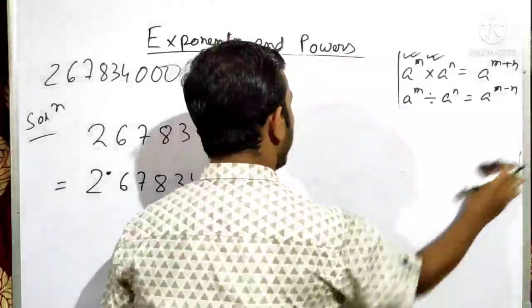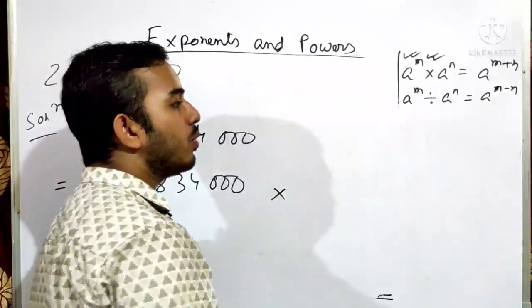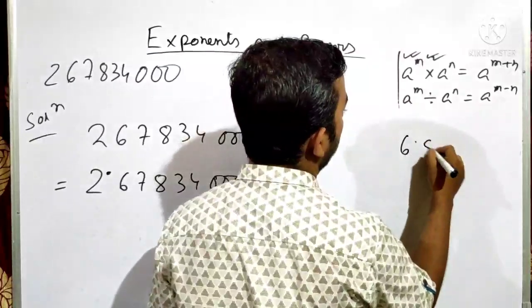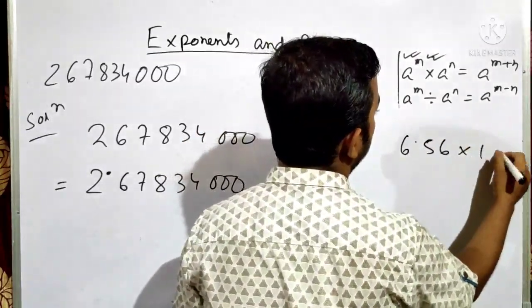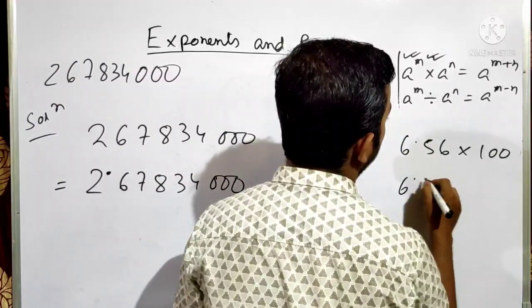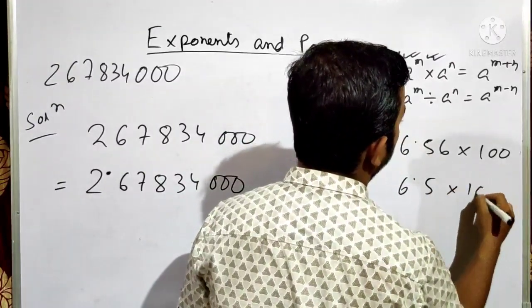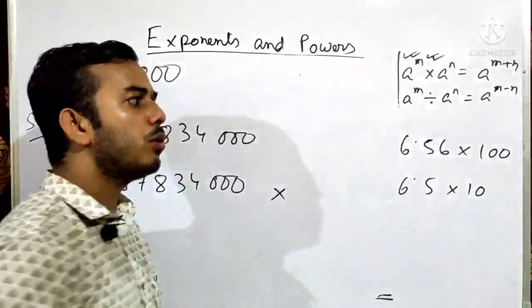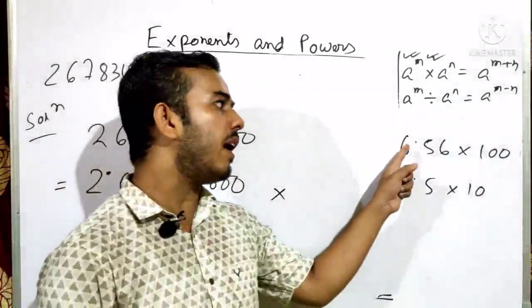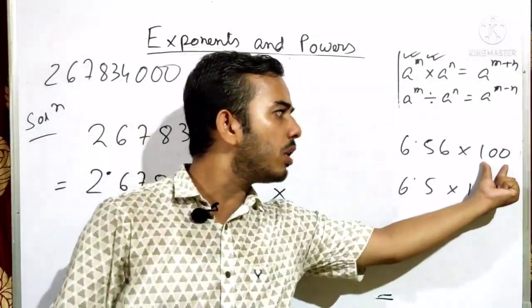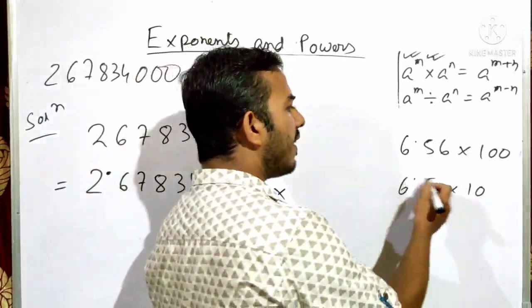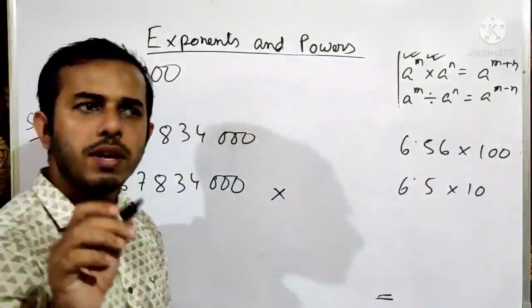Look, in our previous classes we have solved many questions like this. For example 6.56. To remove the decimal, we have multiplied with 100, isn't it? If it was 6.5, we have multiplied with 10. That is, if after the decimal there are 2 digits, we multiply with 100. If after decimal is 1 digit, we multiply with 10, isn't it?